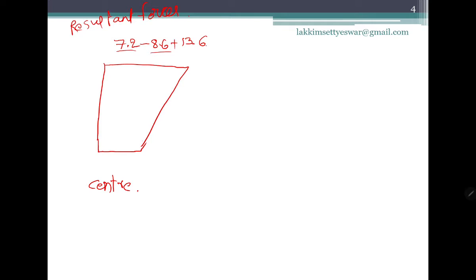At the bottom: 7.2 plus 8.6 minus 13.6 equal to 2.2. This one is equal to 12.2. The total stress is subjected at the centroid of the section. So let's call it y1.